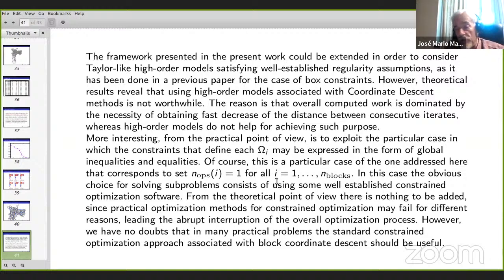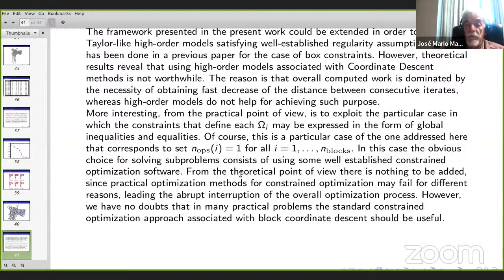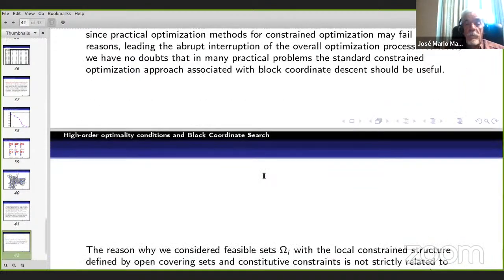Of course, this is a particular case of the one addressed here that corresponds to the fact that we have only one open set for each neighborhood, for each block. In this case, the obvious choice for solving subproblems consists of using some well-established constraint optimization software. From the theoretical point of view, there is nothing to be added, since practical optimization methods for constraint optimization may fail or not for different reasons, leading to perhaps abrupt interruption of the broad optimization. However, in many practical cases it should be useful.